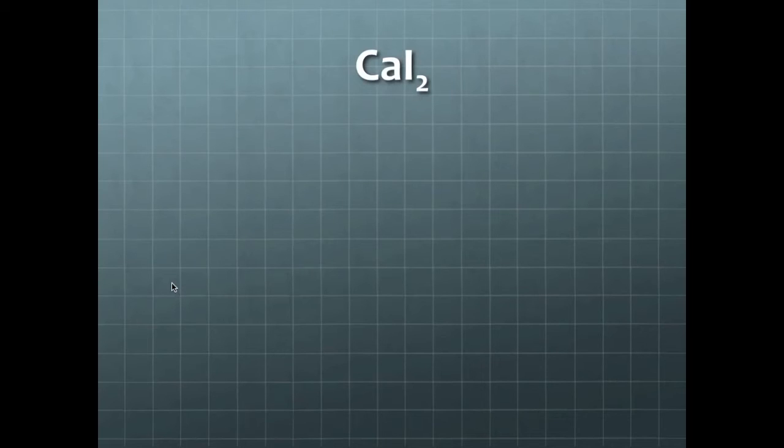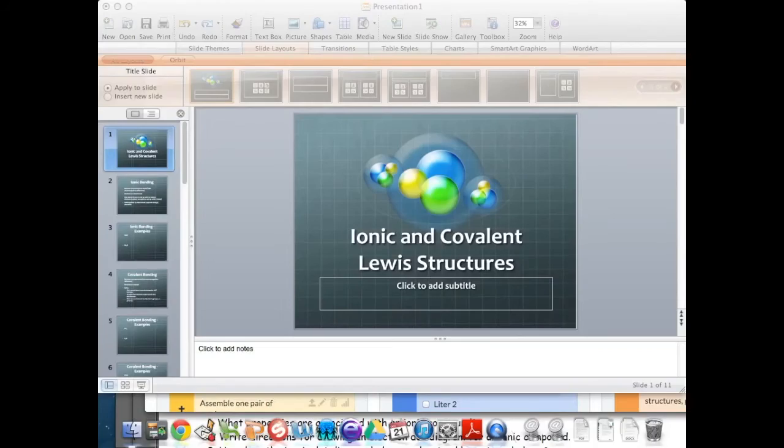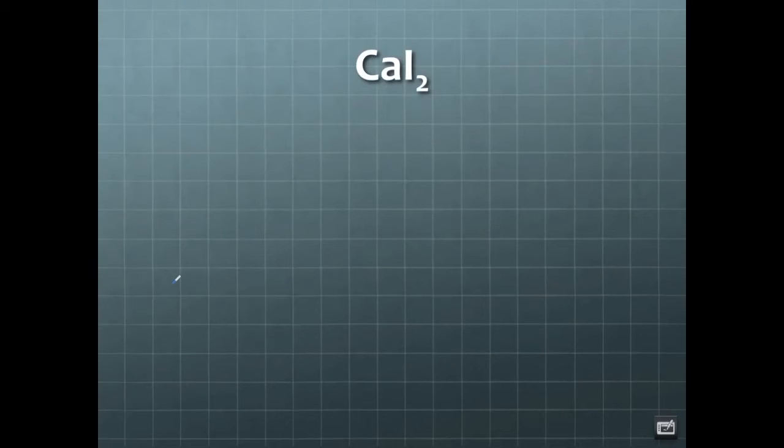All right, my next example, I've got CaI2. And calcium is also in group 2, so we know that calcium is a metal. We know that iodine, it's a halogen, so it's a nonmetal. So this is also going to be ionic. So we're going to start with our metal. Our calcium, since it's in group 2, is going to come with 2 valence electrons. Each of my iodines, and we have 2 of them, is going to come with 7.